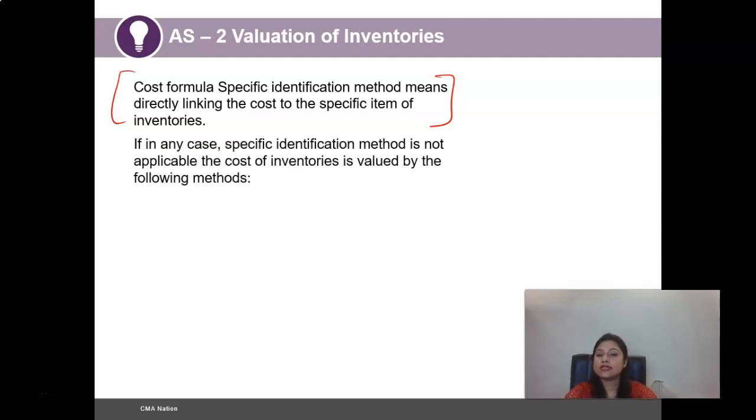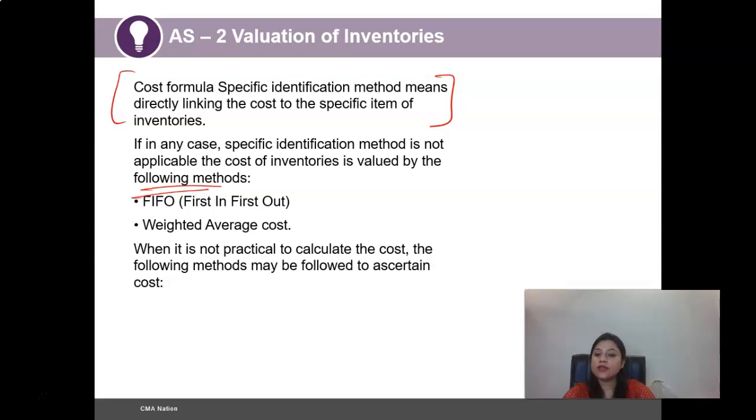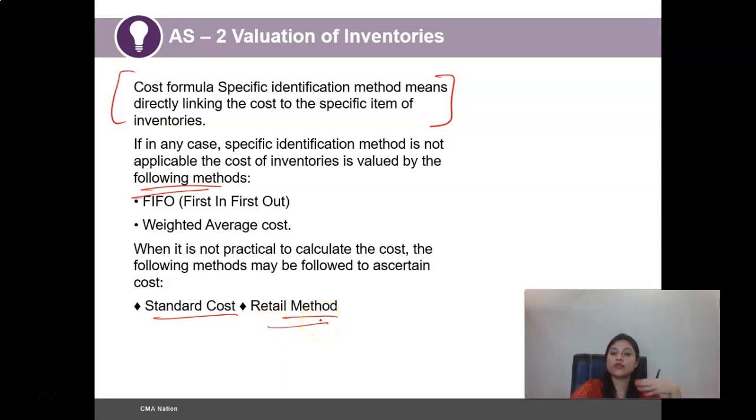And if in any case the specific identification method is not applicable, then the cost of inventories would be valued by the following methods: either first in first out, or we will ascertain the cost by weighted average cost. And when it is not practical to calculate the cost, the following methods will be followed in order to ascertain it: either the standard cost method or the retail method, according to which we would evaluate the cost of a particular inventory.